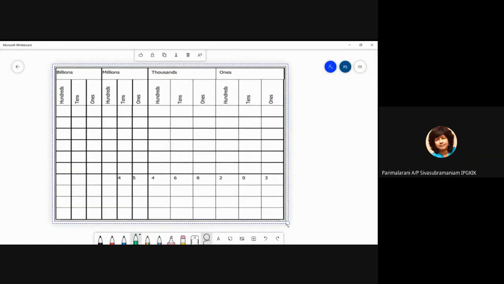Okay, can you see this table here? Yes? Yes. Okay.